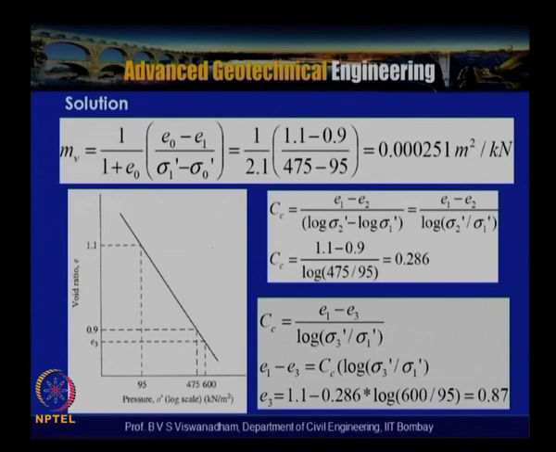So after getting m v, the soil's volume compressibility is known, and in this particular pressure range you can calculate the settlement and so on. Similarly, the slope of this e log p curve, the straight line portion of this virgin compression curve, is indicated as the compression index. So the slope can be obtained like this: Cc is equal to the slope of the line, e1 minus e2 divided by log sigma 2 dash minus log sigma 1 dash.